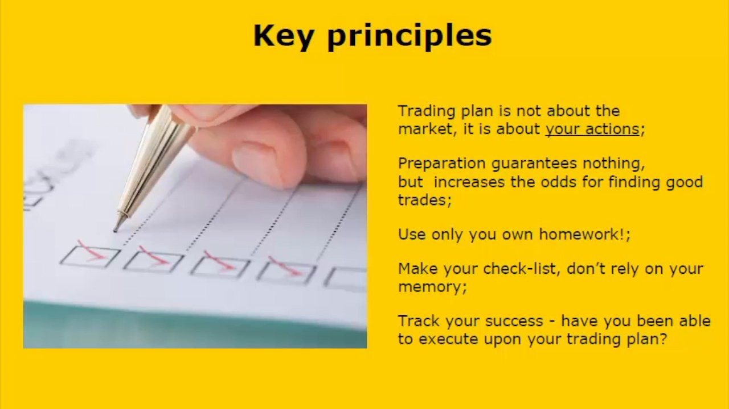And the number 5 principle is it is essential to track your success. I don't mean that you have to track your financial results because you see it on your trading account. I mean that you are expected to ask a question. Have you been able to execute upon your trading plan? Was I successful in following my plan? Can I grade my success in following my trading plan? It's very important because all professional traders with much experience, they talk about following the plan. It is not about the money, it is about following the plan.